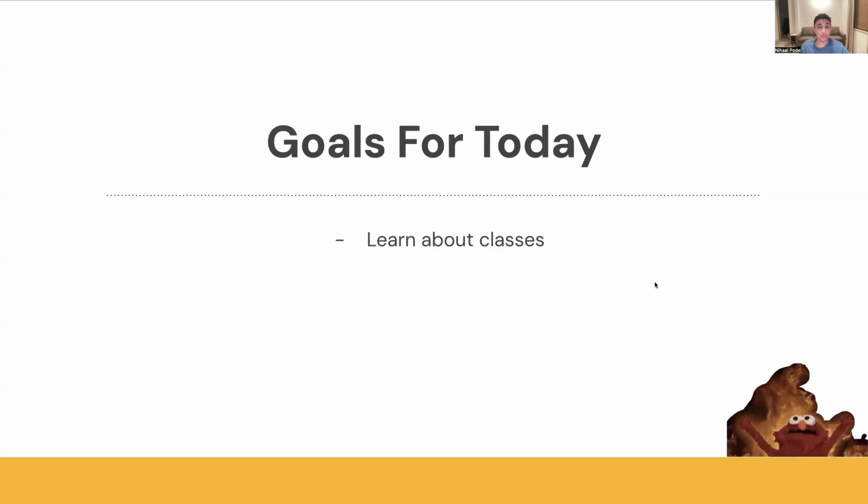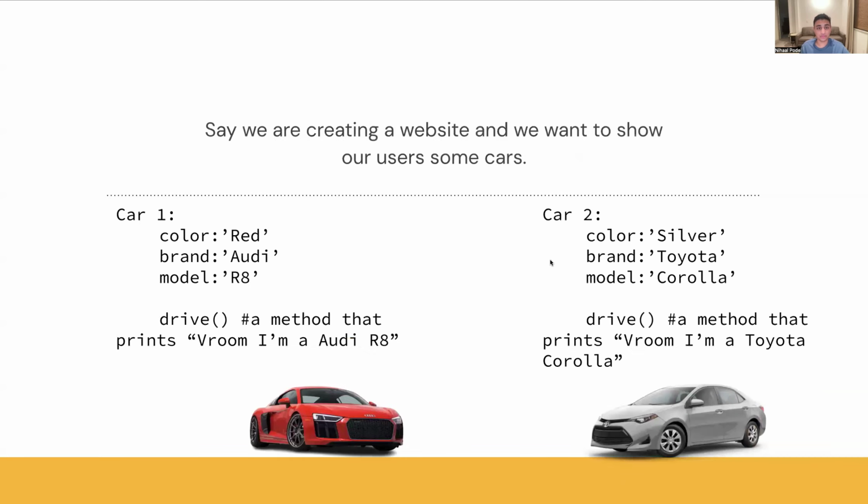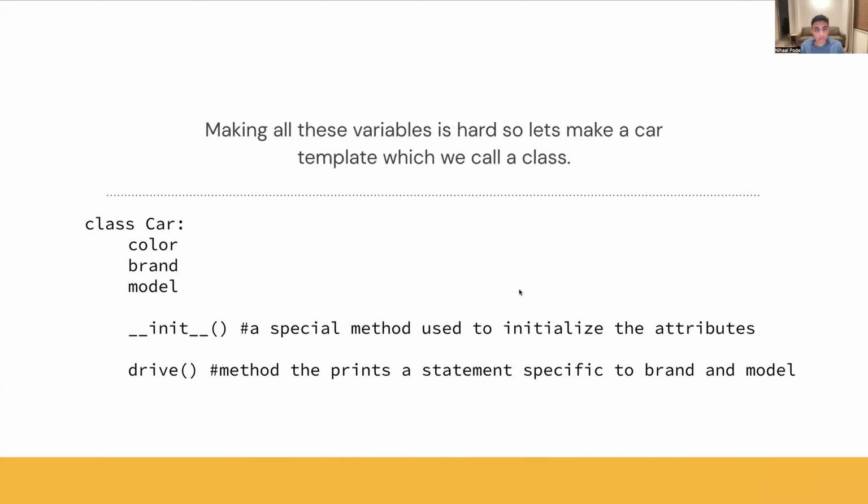So goals for today, we're going to be learning about classes. Let's say we're creating a website and we want to show our users some cars. For example, let's say we've got a color, it's red, the brand is an Audi, and the model is an R8. Well, if we put the drive, which is a method that prints, "Vroom, I am Audi R8." Or if you want something else, you can change those types and write a method that prints, "Vroom, I'm a Toyota Corolla." Well, making all these variables is quite hard.